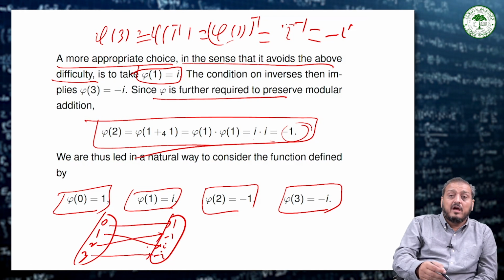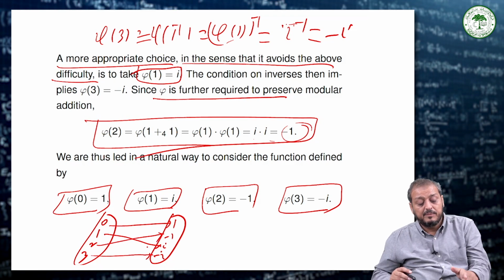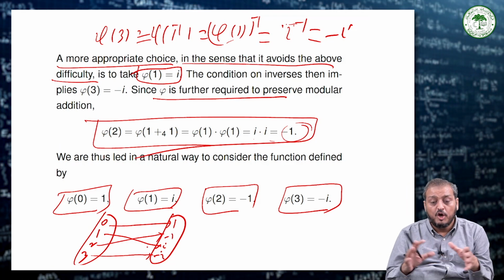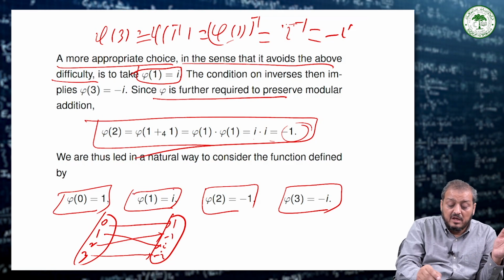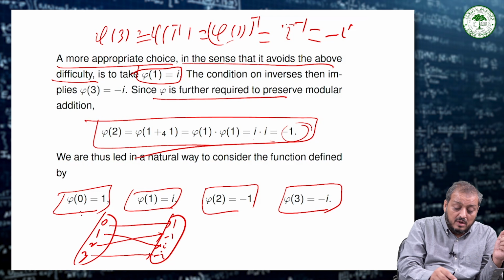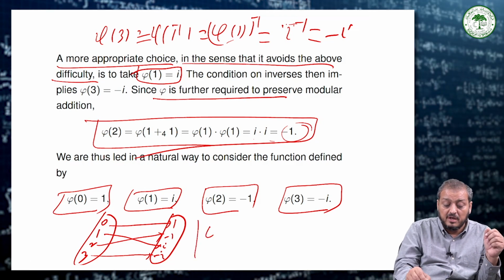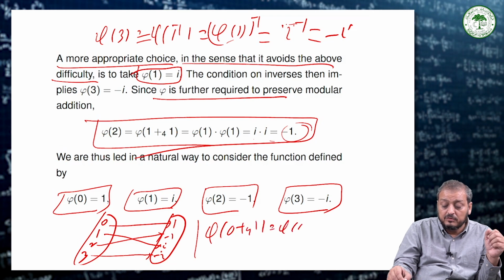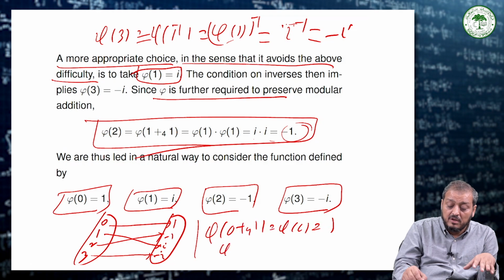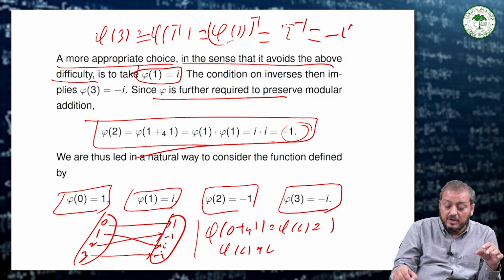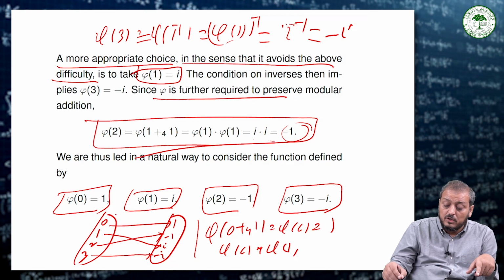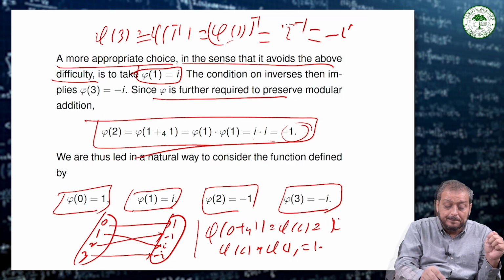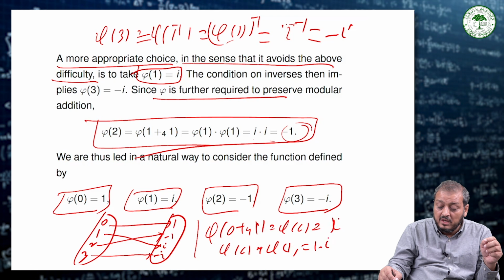Now by this figure you can see easily that this is clearly a bijective map and also satisfies the condition of a homomorphism. If you want to take the homomorphism of any two elements, phi of 0 plus modulo 4 1 is equal to phi of 1, and then phi of 0 into phi of 1: phi of 0 is equal to 1, and phi of 1 is equal to i, and then 1 into i is equal to i.